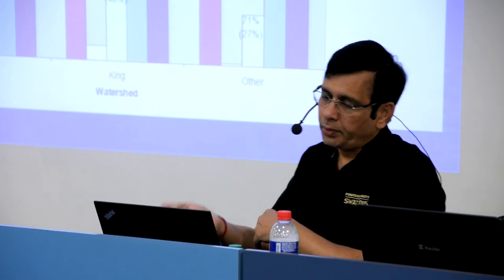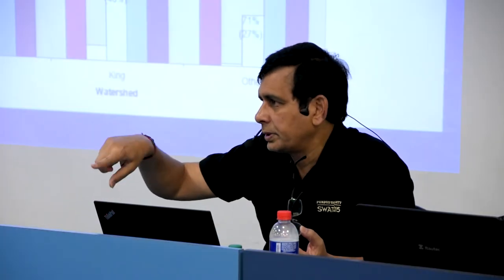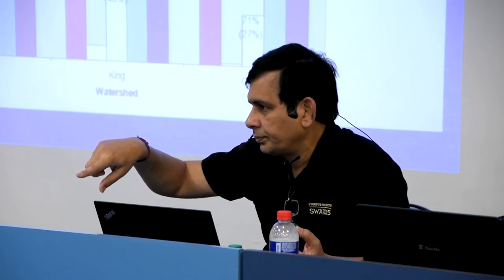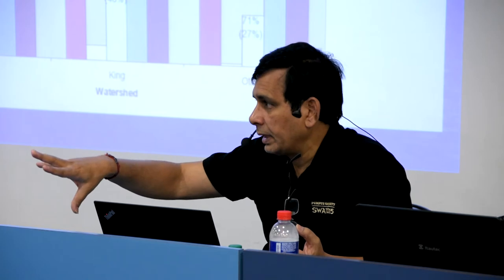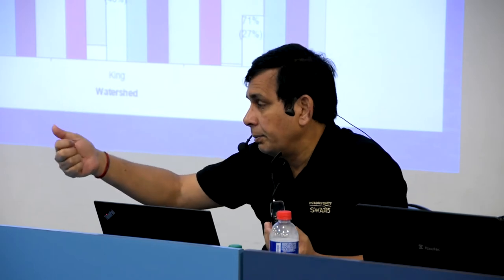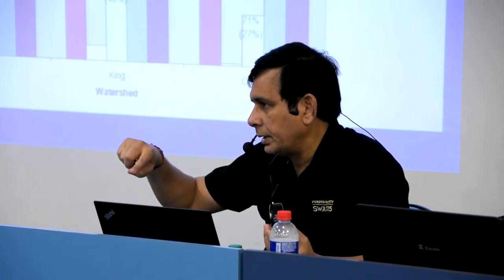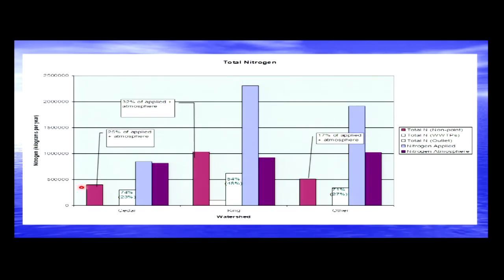So in this graph, what we are trying to show you is what is applied and what is the atmospheric source. So this is how much fertilizer you apply. Remember, only 6% of the watershed is agriculture. That's the only place where you apply fertilizer. Pasture land gets manure from the animals, not fertilizer. That is also calculated by the model. So this is how much is applied.